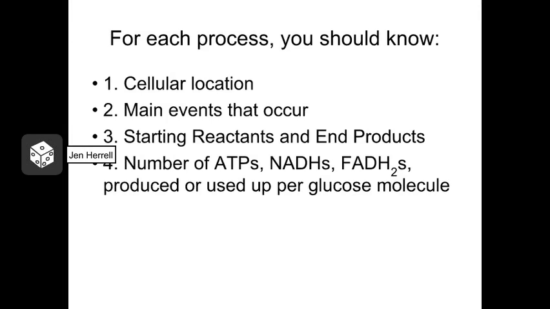Now, these reactions are probably going to seem kind of complicated to you. So keep in mind what you need to know for each one. For each of the reactions we talk about, you need to know where it happens inside the cell. You need to know the major events that happen. You need to know what we start with, what the ingredients are, and what we end up with at the end of each reaction. And you need to know how these reactions link to one another. You also need to keep careful track of the number of ATPs, NADHs, and FADH2s that we make at each step.